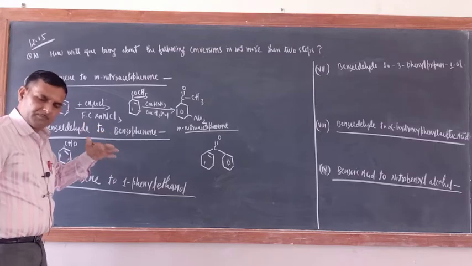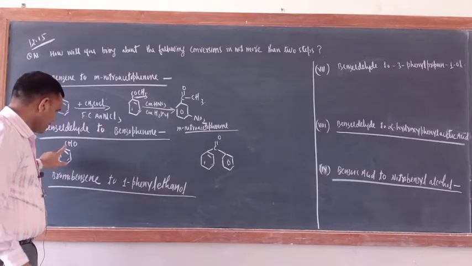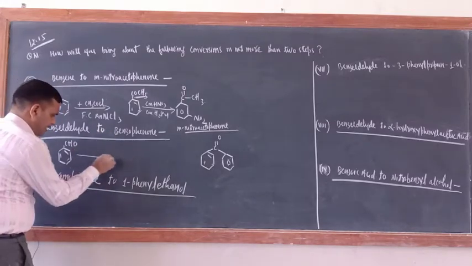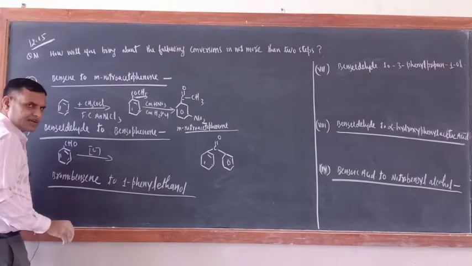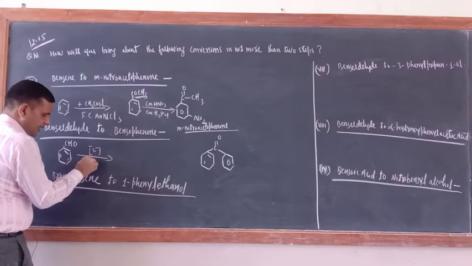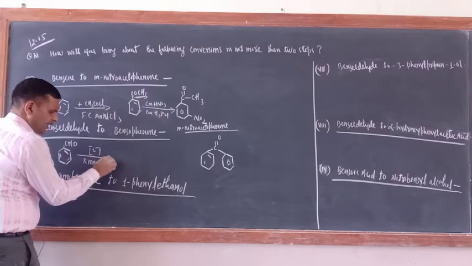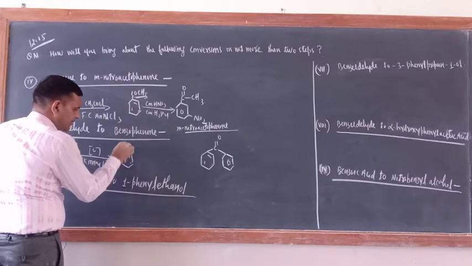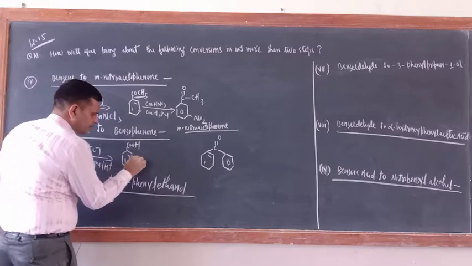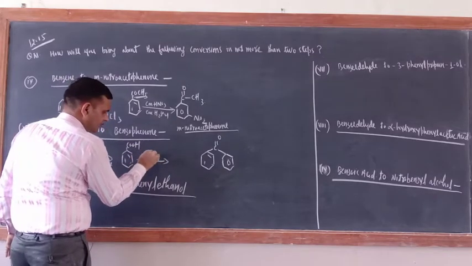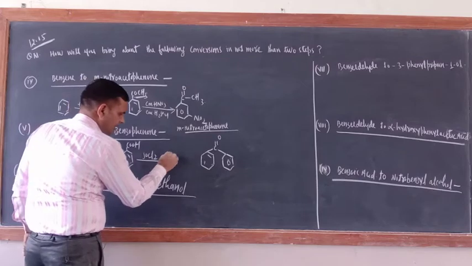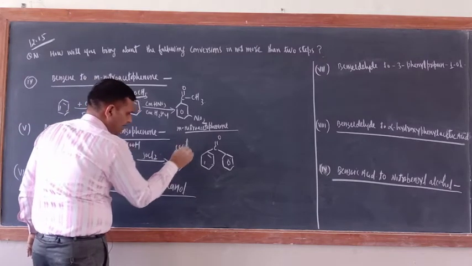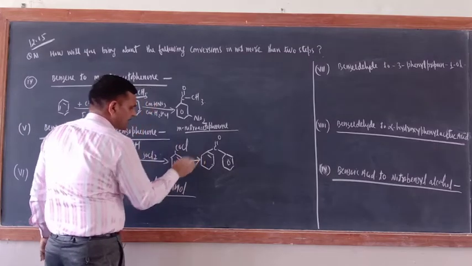But to get the Friedel-Crafts benzoylation, this compound must be converted into benzoyl chloride. So just subject it for oxidation. Here what is there? KMnO4 or acidic K2Cr2O7. So this will be converted into benzoic acid, COOH. Now this benzoic acid should be treated with SOCl2. Then here what is there? Benzoyl chloride, COCl.